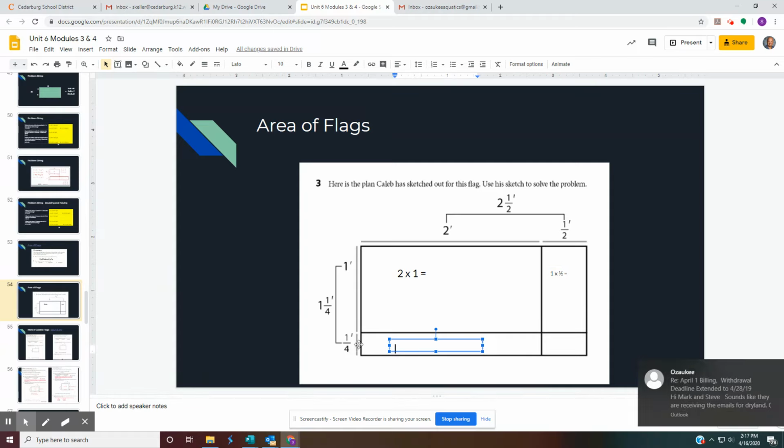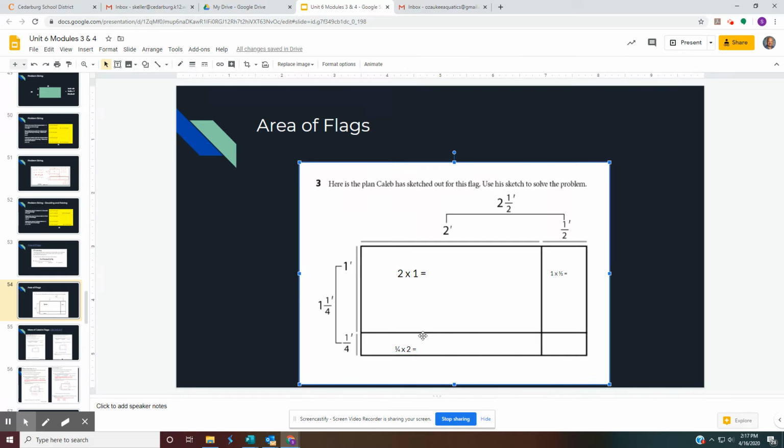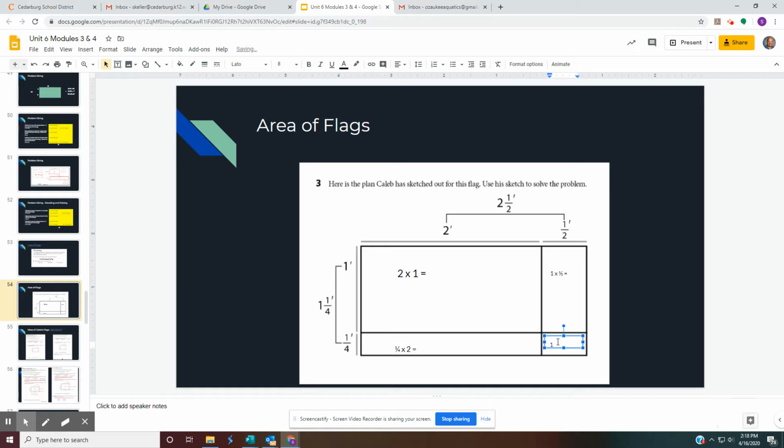Now we're going to get down to the bottom. We now have 1/4 as our width, and we have 2 feet as our length. So we're going to use 1/4 times 2, and that's going to give us the square feet needed for this part of our flag. And then lastly, we need to figure out the square footage for this last part. So we have 1/4 times 1/2. All right, so now let's pause the video and answer all of these questions for me, and then push play when you have an answer.